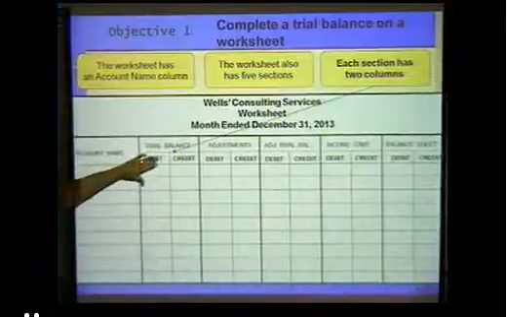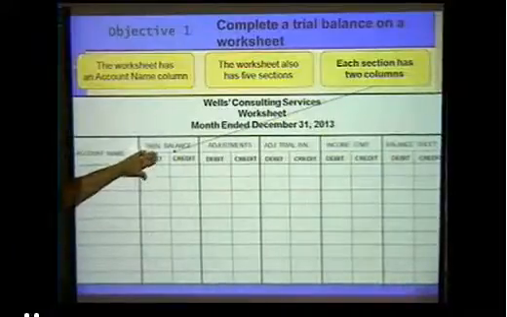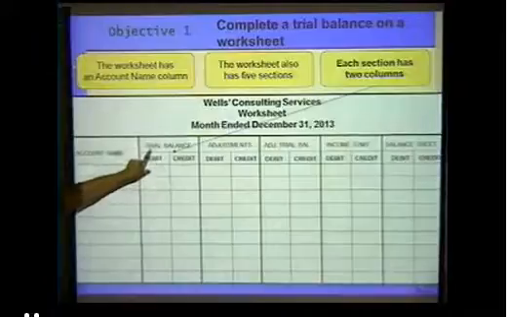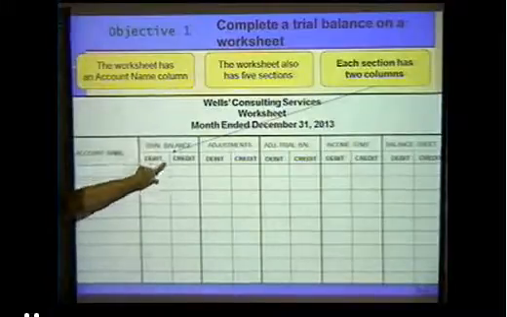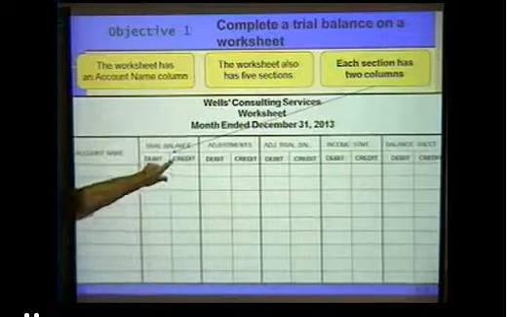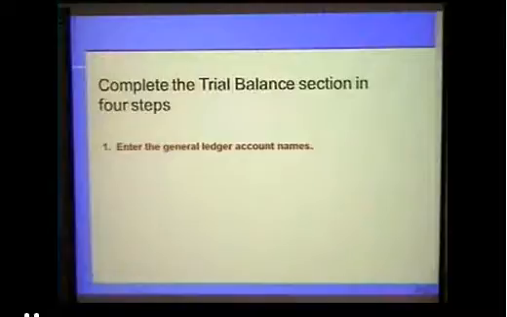So we have a trial balance column. Each section of this worksheet has a debit and a credit part. So the trial balance has a debit and a credit. Then we have a section called adjustments. We're just going to go ahead and look at the trial balance section first. The first thing we do is enter our account names from our chart of accounts or from your ledger. If you've got a ledger account for it, it's got to be on there.